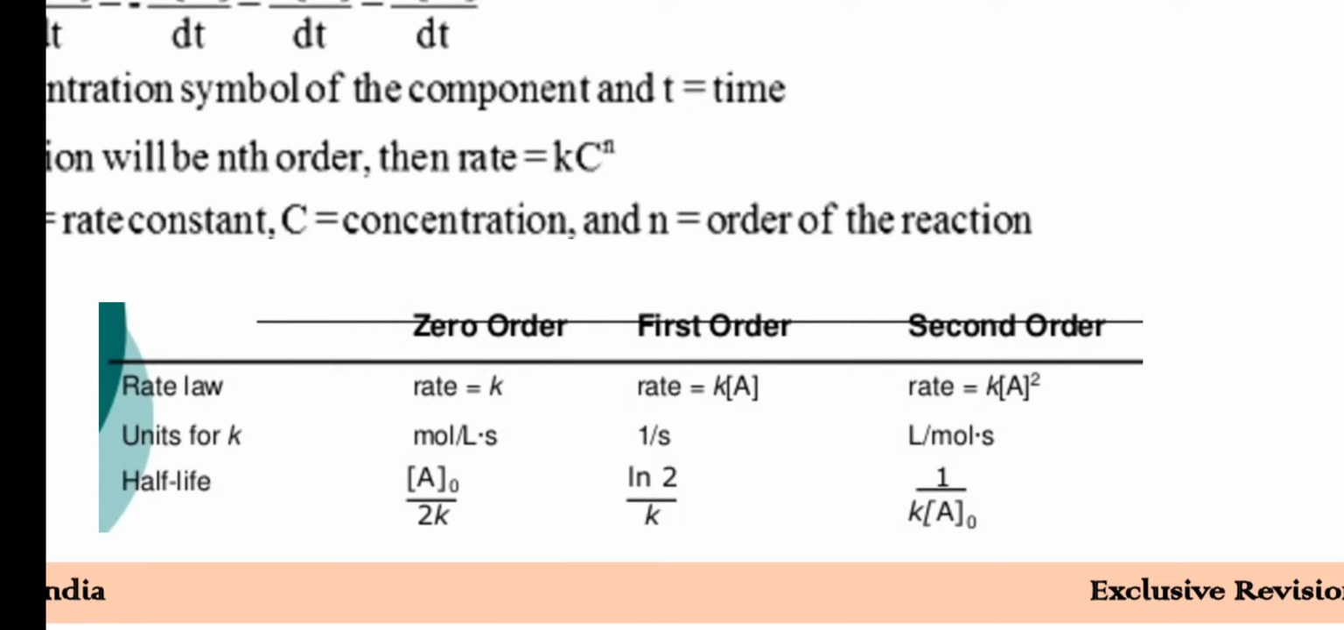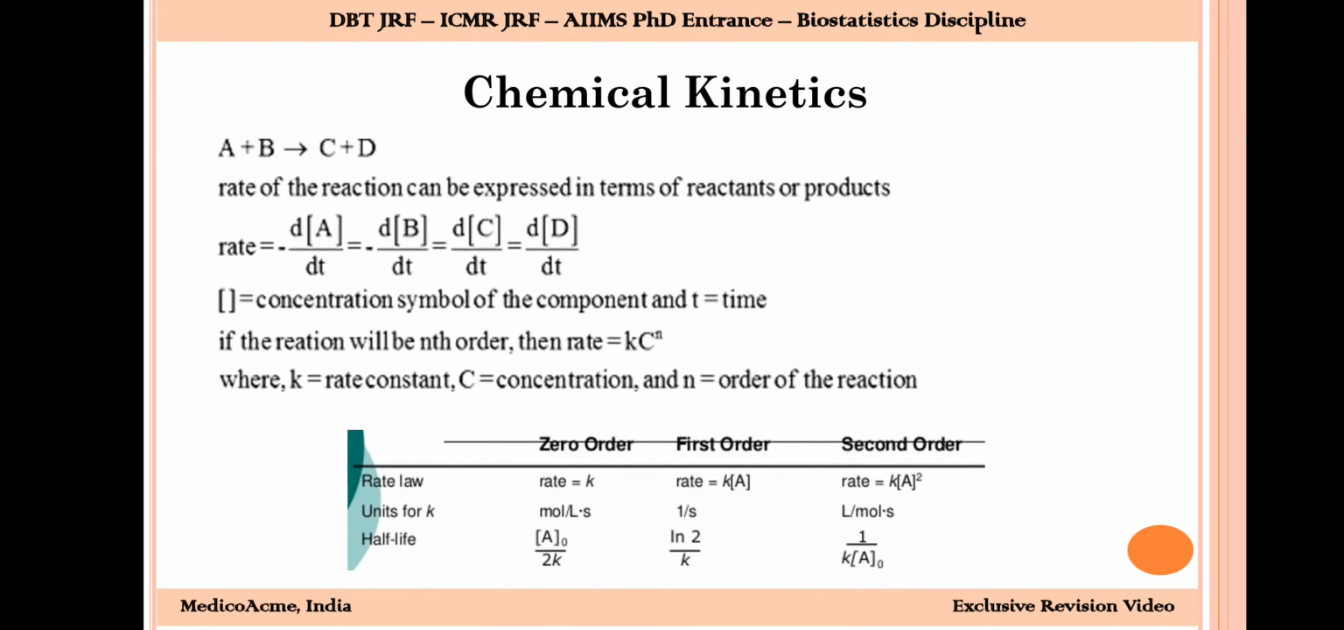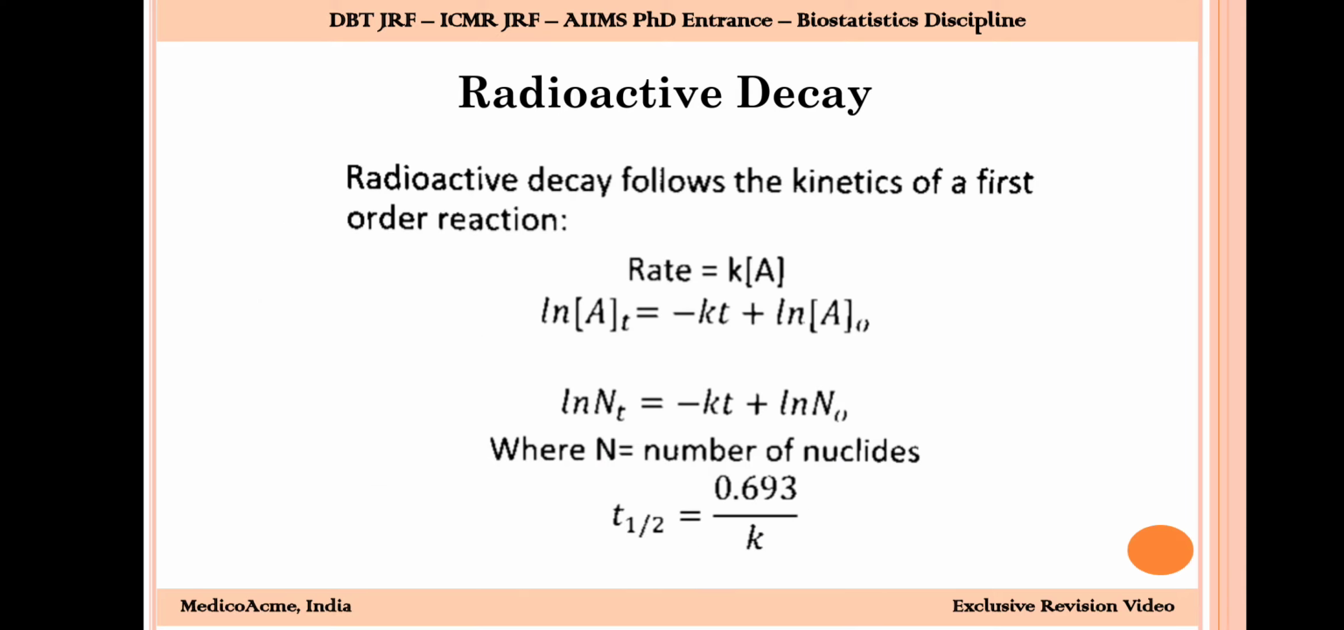Okay, so the half-life has the value of A naught divided by 2k, that is 2 times the rate constant, for zero order. For first order it is ln 2 by k, that is 0.693 by k. For second order it is 1 by k times A naught, the initial concentration of A. So this becomes very important, half-life and units. Please remember these formulas.